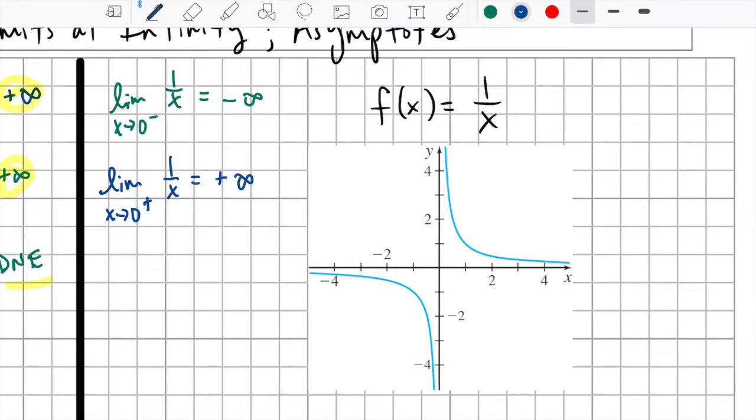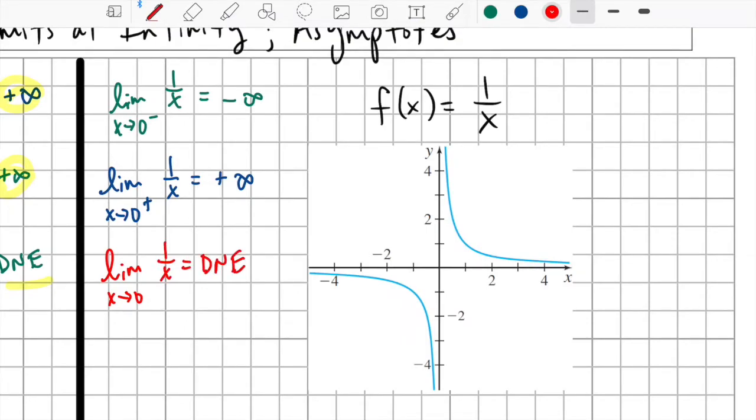So since the one-sided limits are going in opposite directions, one of them is increasing without bound and the other one is decreasing without bound, we say that the limit as x approaches 0 of 1 over x does not exist.